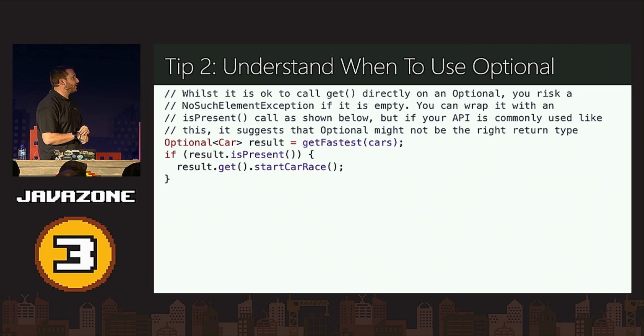If all your users are writing is code that can quite easily be translated back to a null check, right? So instead of result.isPresent, we can say result does not equal null, then result.startCarRace. This is basically not a good approach to using Optional. If those of you who have returned Optional find that most of your users are doing this, I would argue it's actually not worth doing. I would argue just return the car in this case.